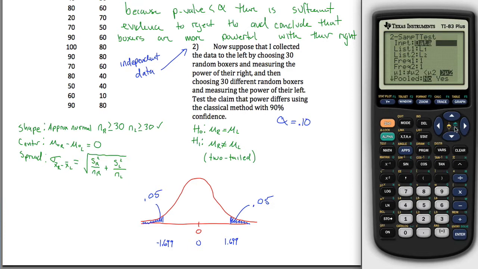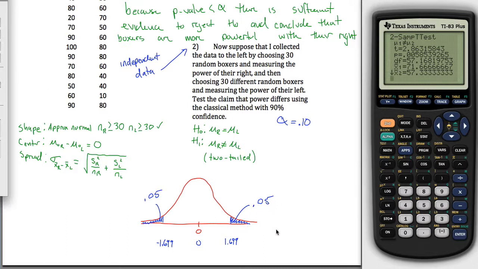And then I can either put in statistics about the data or the data itself. In this case, I have the data itself. I got the right hands in L1. I got the left hands in L2. I'll leave both the frequencies alone. And my alternative hypothesis is that the right hands do not equal the left hands. Pooled, you can just leave that as no. And then we're going to calculate. So when we calculate here, we get a test statistic, this 2.86.